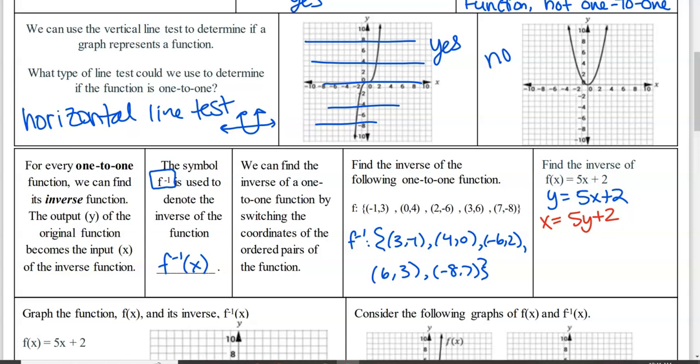So in this case, I'm going to subtract 2 and then divide by 5. And that becomes the inverse function, because we use all of my inverse operations to rearrange the equation. So change f of x to be y equals, switch your x and y, and then solve for y, which is now your inverse function.